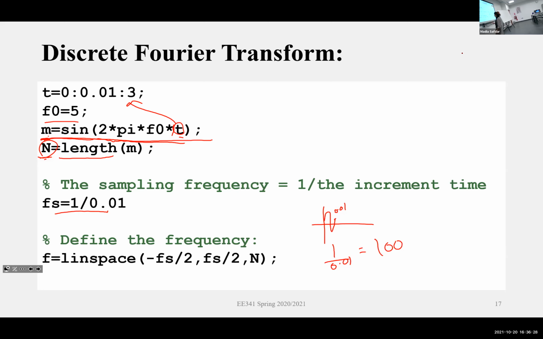Now define the frequency. So f is equal to linspace. What does linspace do? It will distribute. For example, you have this colon operator; if you don't put anything here, from 0 to 50, it will make an increment of 1. But linspace will distribute exactly. For example, this is 100 by 2, minus 50 to 50, and out of 100 samples, it will equally distribute the scale. Right?